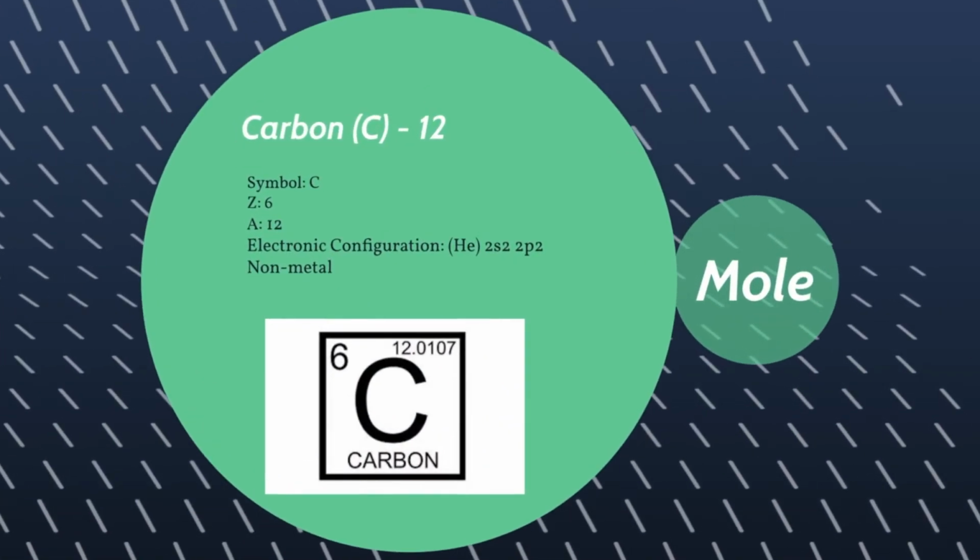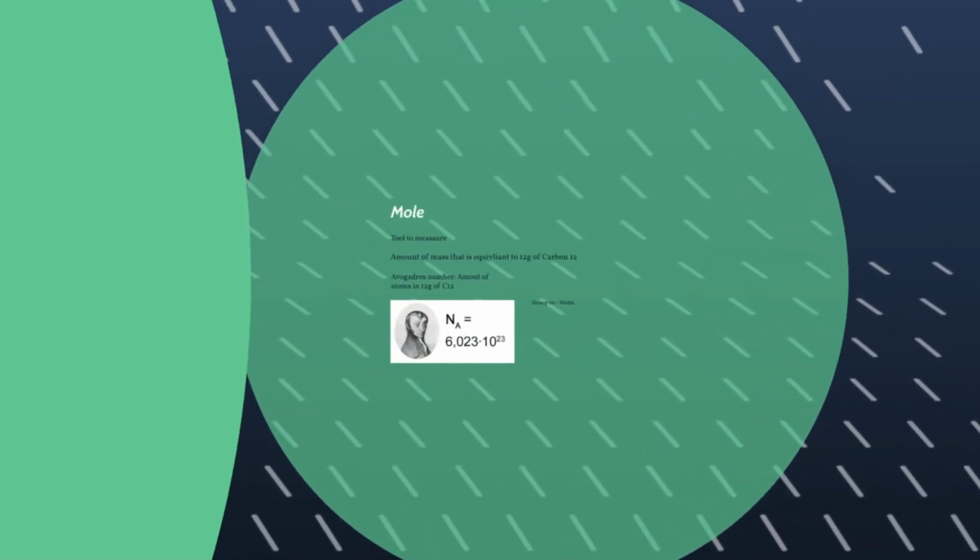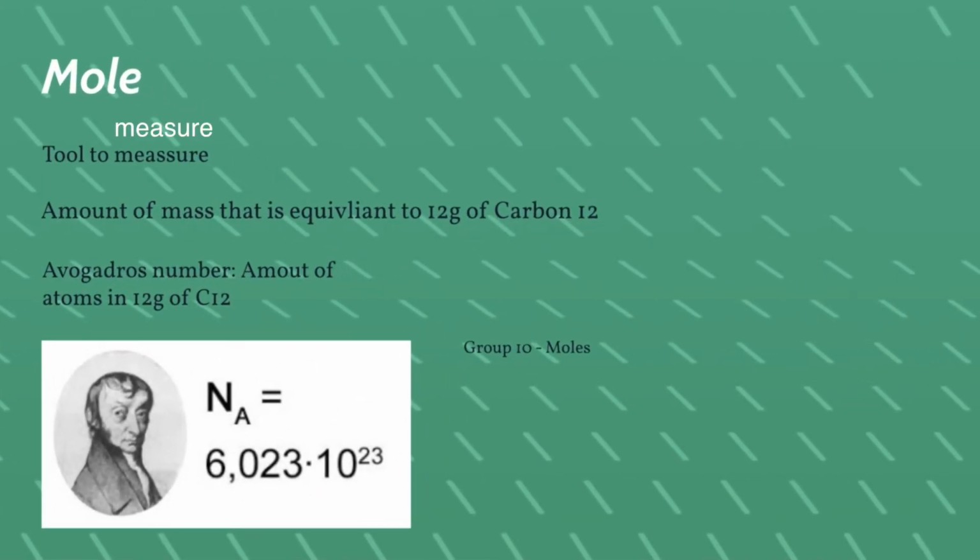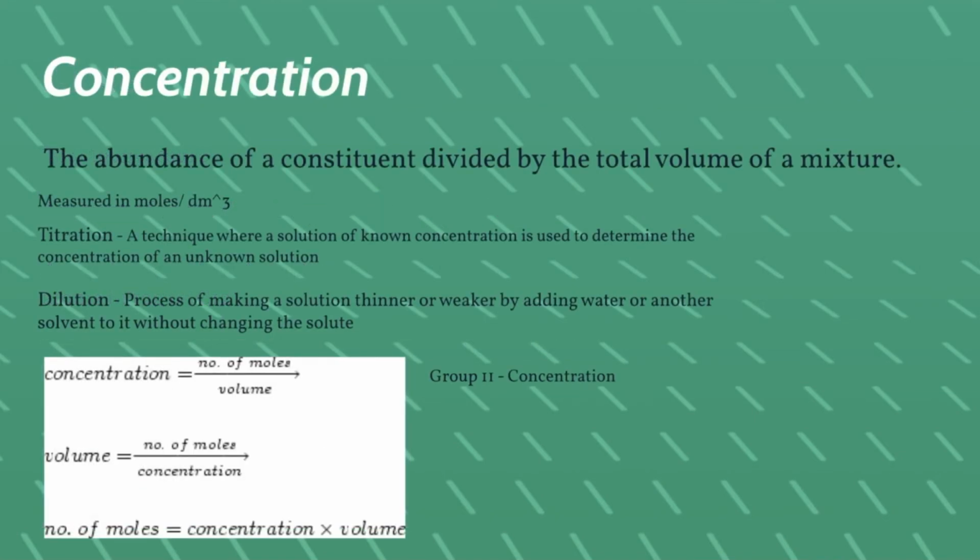Carbon-12 is a special isotope of carbon. Mole is a quantity of atoms following the base SI unit known as Avogadro's constant, the amount of atoms in 12 grams of carbon-12. See more in Group 10's video. You can also use moles to calculate concentration, titration, and duration. See more in Group 11's video.